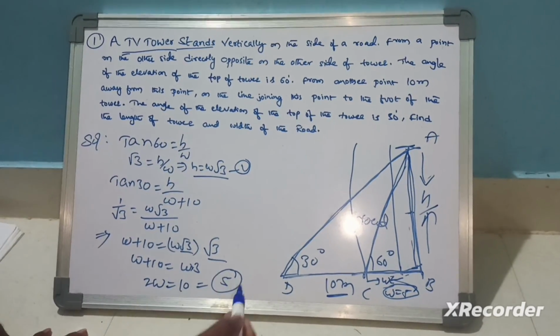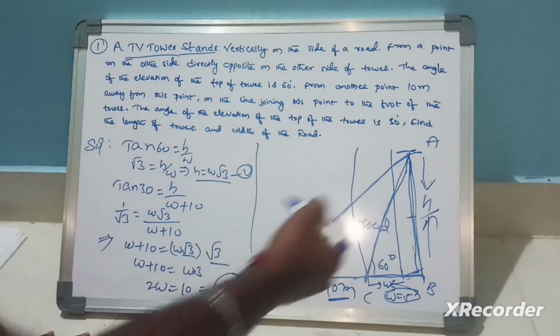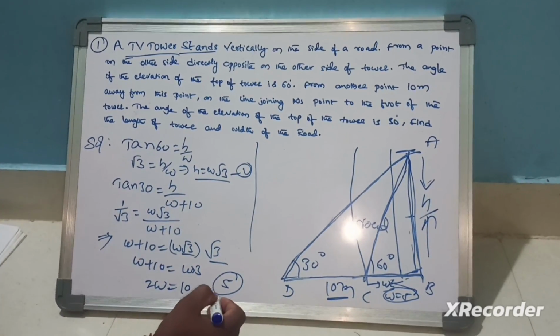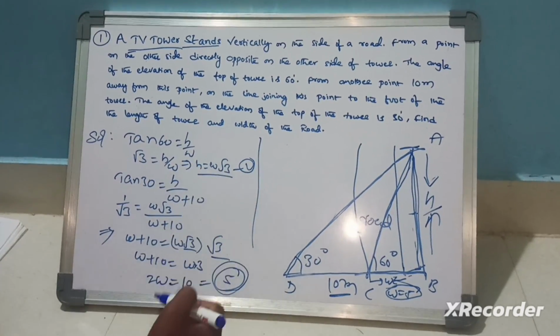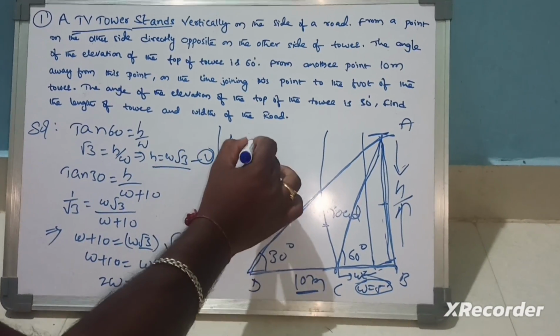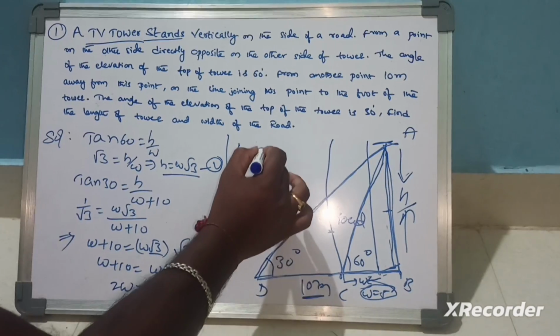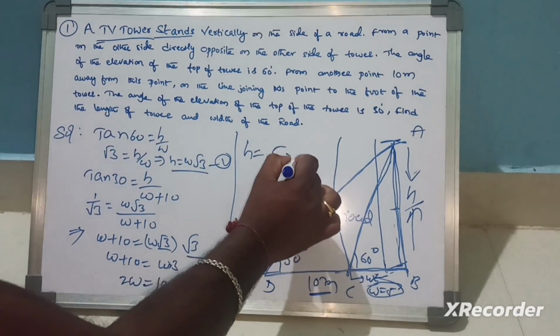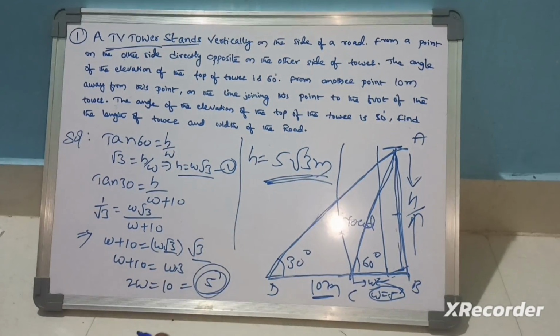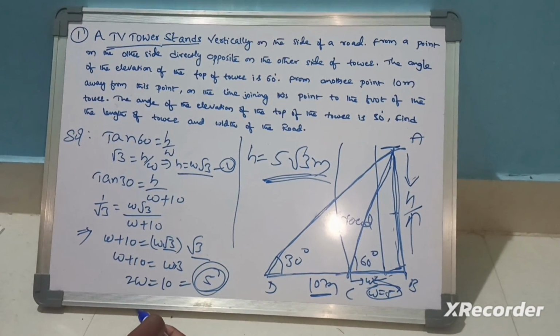Okay, the next thing, we need to find the height. Here, if I substitute this w value in the first equation, I can get height. Okay, w root 3, right? W is 5 and root 3 as well as this is a vector again. So this is the height of the tower. Okay, hope this is very clear.